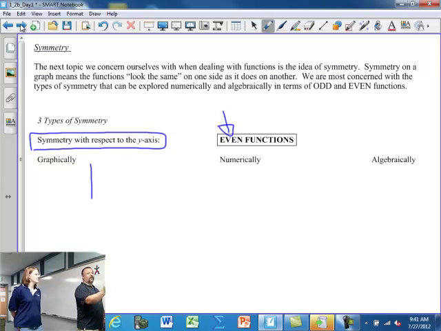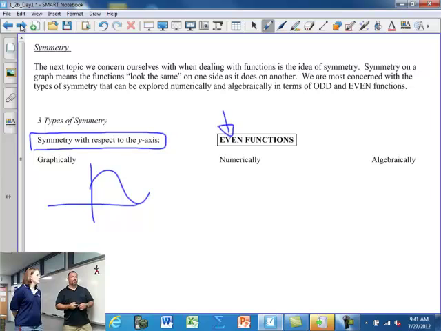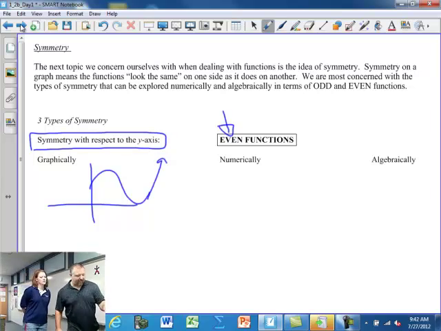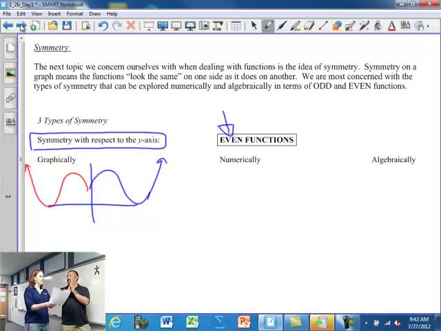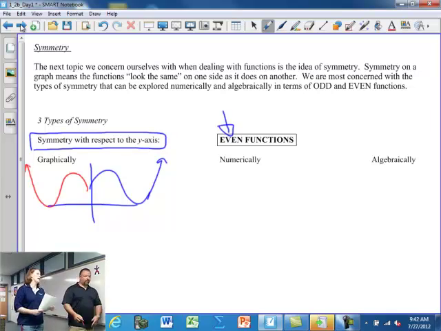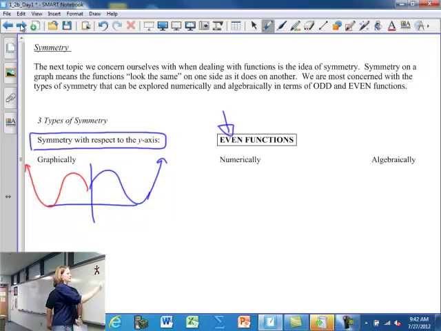Well, it means if we have a function that looks kind of like this. Let's just make it go like that. If I want it to be symmetric with respect to the y-axis, that means the y-axis is my mirror. So I could literally just go, whoop, and pretend like that's exactly the same on both sides of the y-axis. We could fold it in half on the y-axis and the two halves would match. And it's exactly the same.